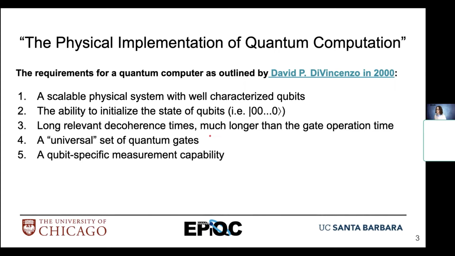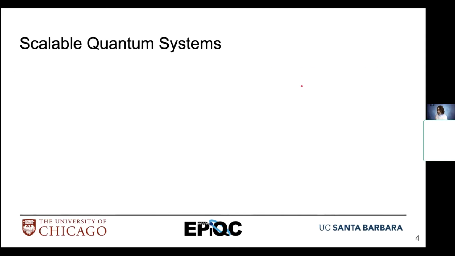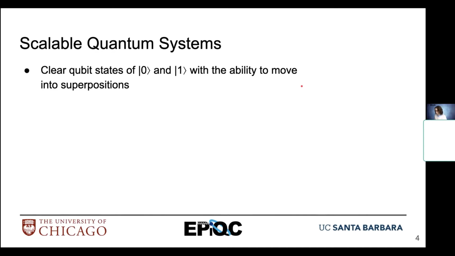So we want to make sure that we can have these qubits that are well-defined, we can have them independent from each other so we can operate on them, and we want to make sure that we can interact with them not only to evolve their state, but to measure that state. So these are our 5 criteria that were outlined by David DiVincenzo in 2000, and we're going to dive into a little bit more depth for each one of these before actually looking at a couple of example physical implementations of qubits. So first, let's look at scalable quantum systems.